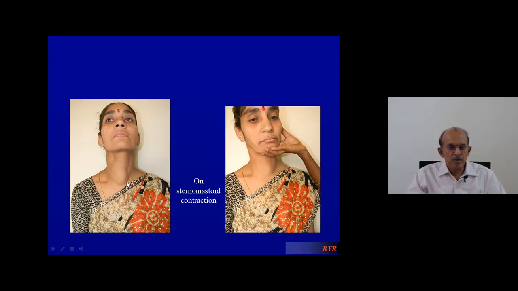If it is a midline swelling, then you have to test for both the sternomastoids. So how do you test for both the sternomastoids? You make the patient flex the neck against resistance, not to one side. Then that will make both the sternomastoids contracted. So you can see here, the swelling has become less prominent. That means it can be a thyroid swelling. That means it is deep to the sternomastoid muscles.